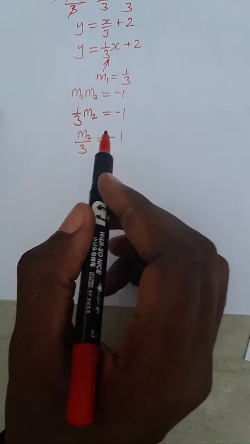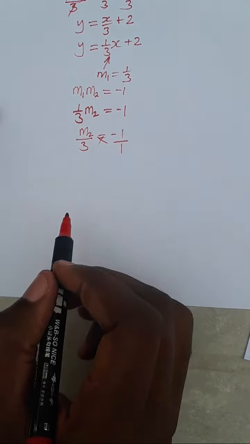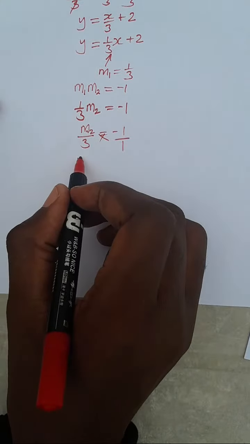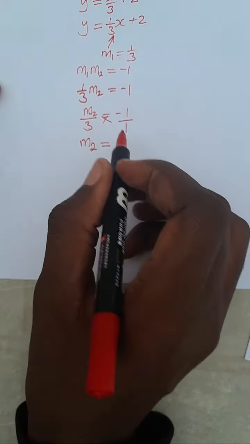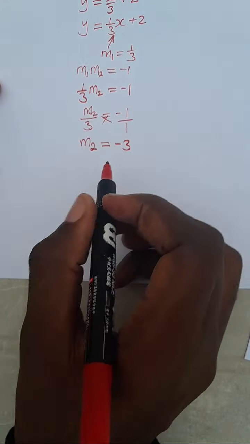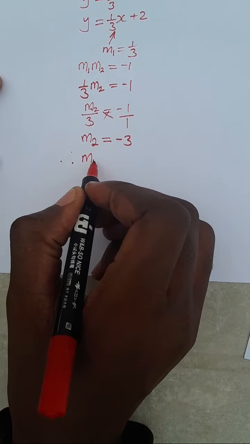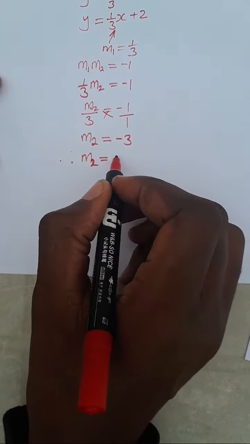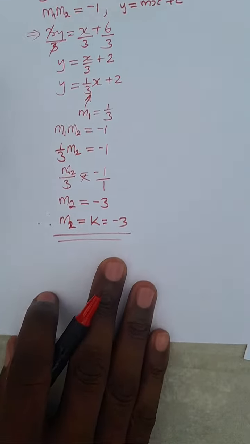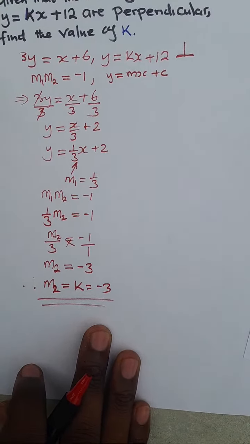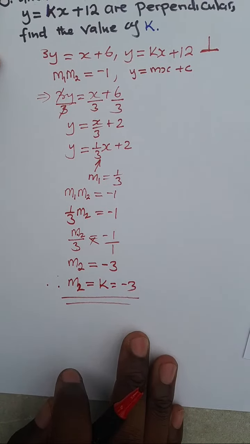We want m2 by itself. So we write this as a fraction and then cross multiply. m2 times 1 gives m2, is equal to 3 times -1, which is -3. So we conclude that m2, which is k, is equal to -3. So k is equal to -3.